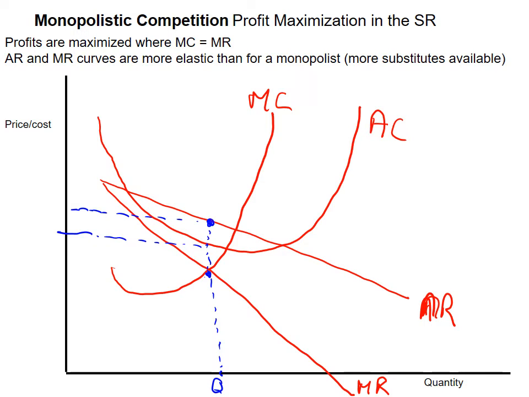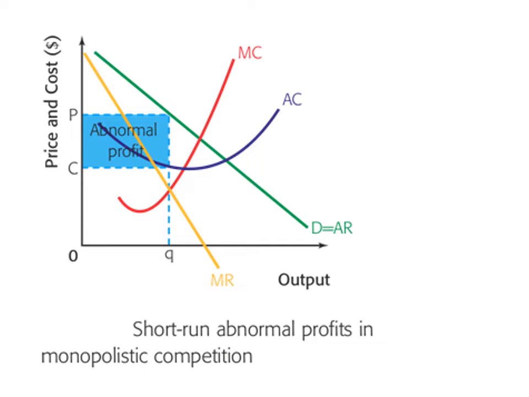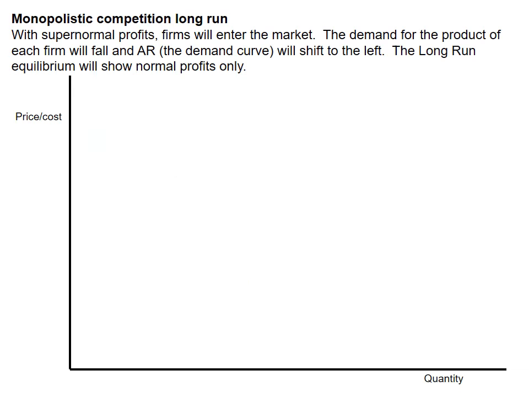So here it is intersecting with average revenue, which gives you the price. Here it is intersecting with average cost. We see that revenue is greater than cost. And so here we have the supernormal profit in the short run. And there it is drawn for you more professionally than my hand drawing on the tablet.